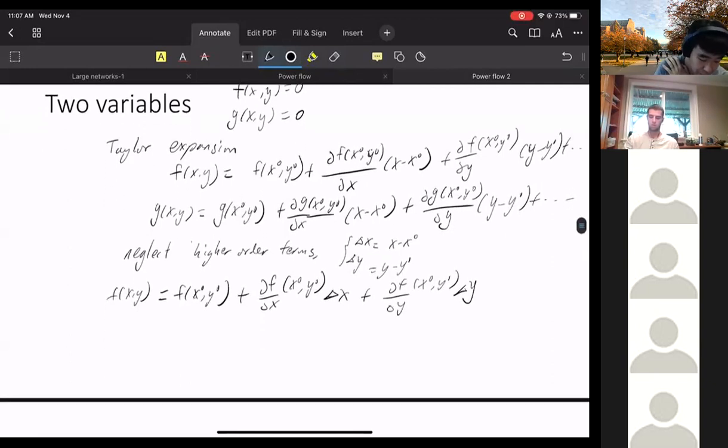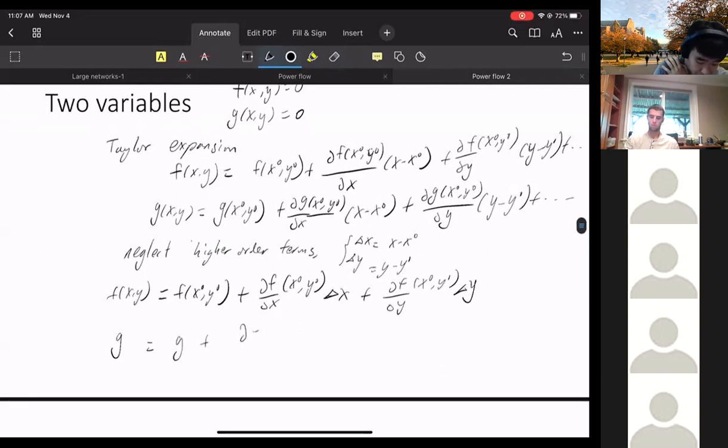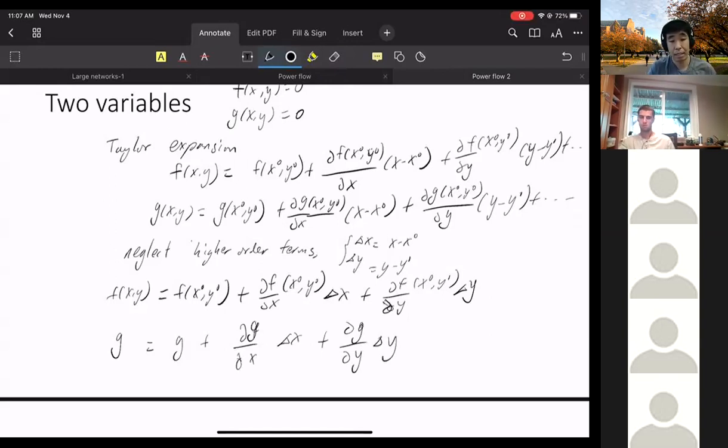So in our shorthand form, similarly for g: the partial derivative of g with respect to x times delta x, plus the partial derivative of g with respect to y times delta y. Okay, so this gives us a linear system of equations. And what we want is, instead of solving f and g equal to 0, to solve this linearized equation to be equal to 0.